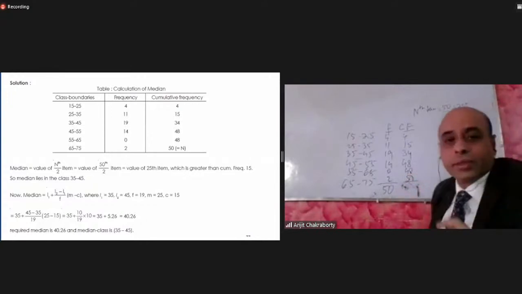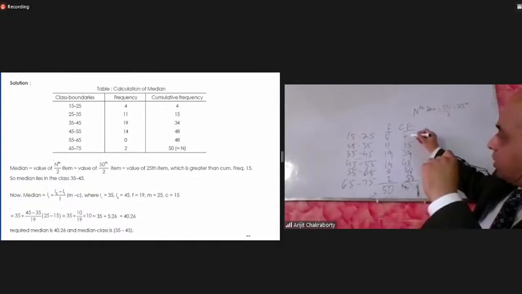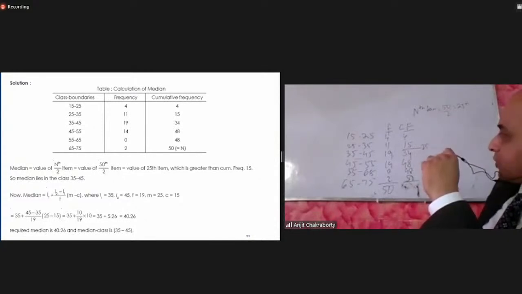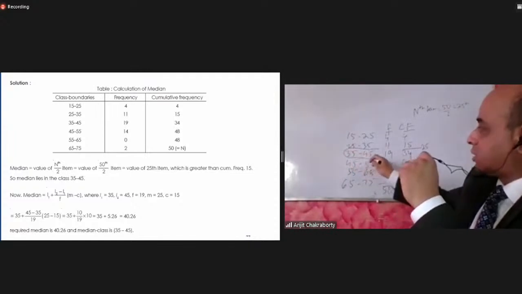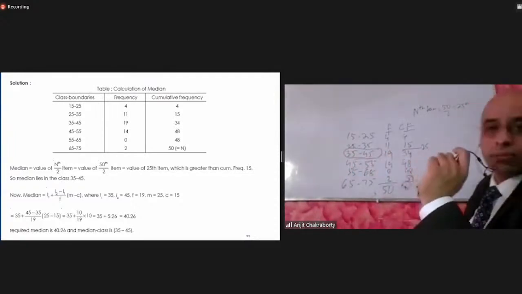Now 25th term means what? It means somewhere here, the 25th lies between 15 and 34. So I'll write 25 here, which means between 15 and 34, and the median class becomes 35 to 45.